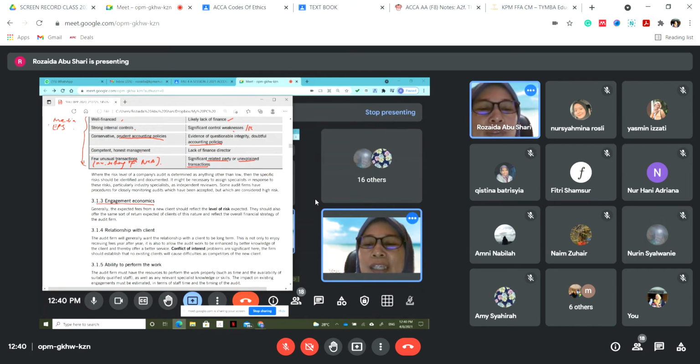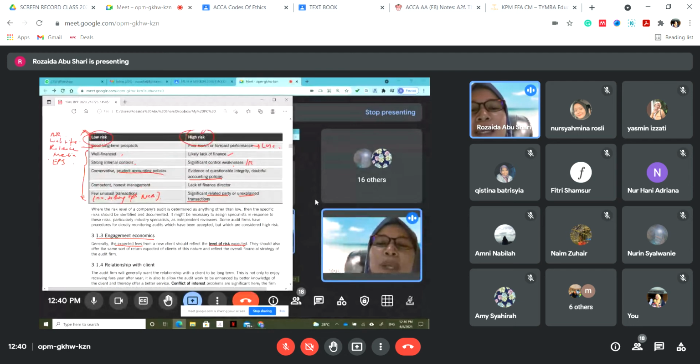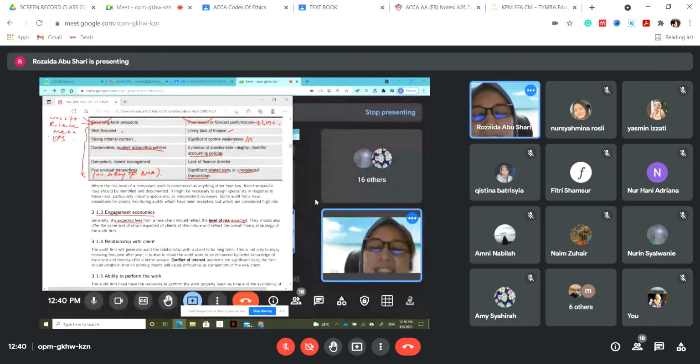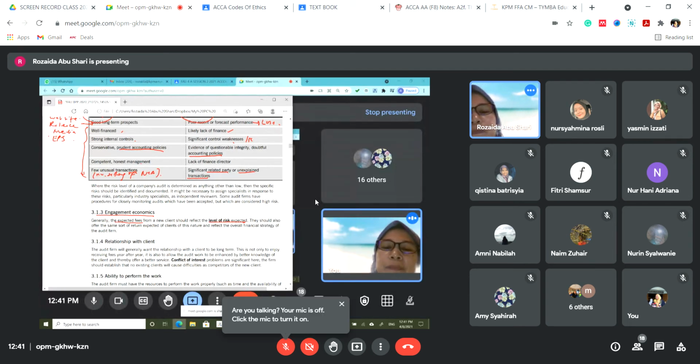Okay, good. So expected fees from a new client should reflect the level of risk expected. So if you bear high risk, then high audit fees, of course. They should also offer the same sort of return expected of a client of this nature and reflect the overall financial strategy of the audit firm.